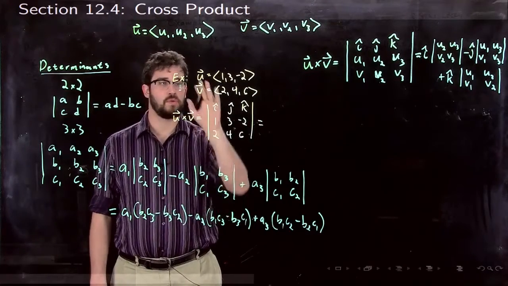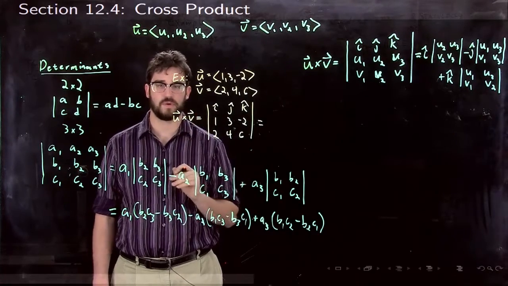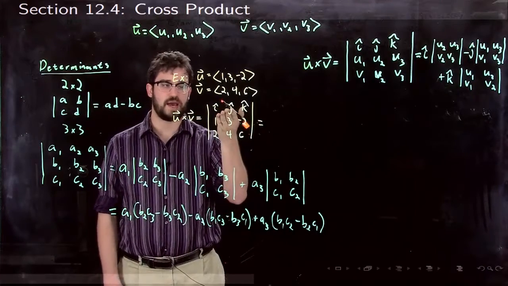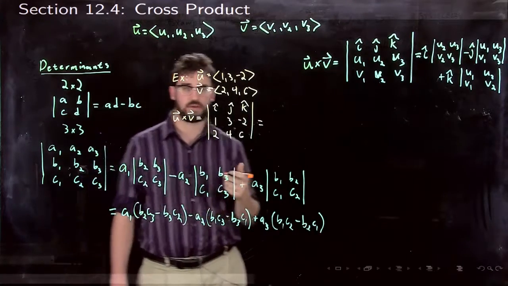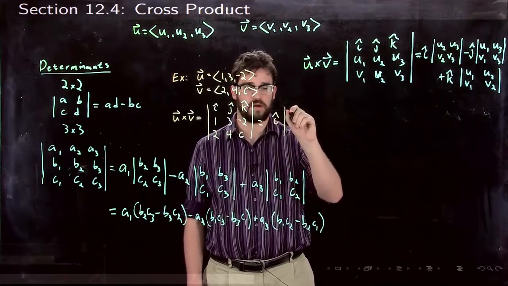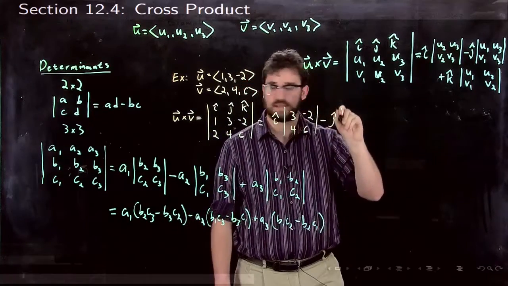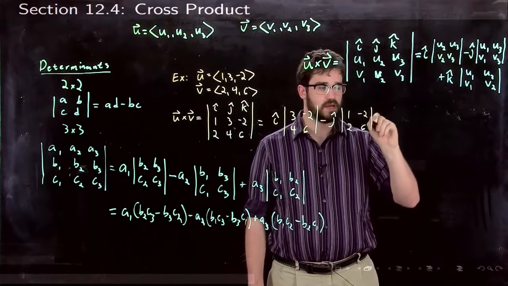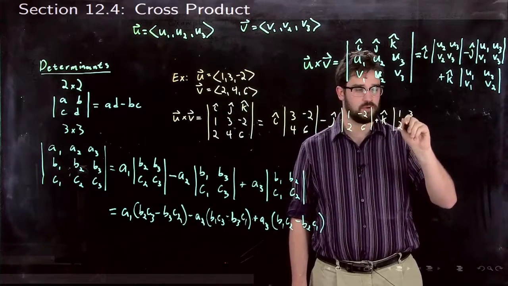Let's do an example with the vector u being 1, 3, negative 2, and the vector v being 2, 4, 6. To calculate u cross v, we'd create our matrix: i hat, j hat, k hat, and then the vectors. Then we use our formula for determinants and say we have i hat times the determinant of 3, negative 2, 4, 6, minus j hat times the determinant of 1, negative 2, 2, 6, plus k hat times the determinant of 1, 3, 2, 4.